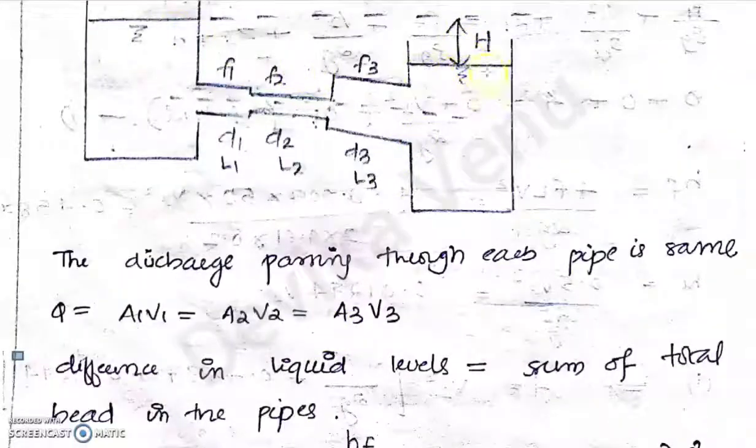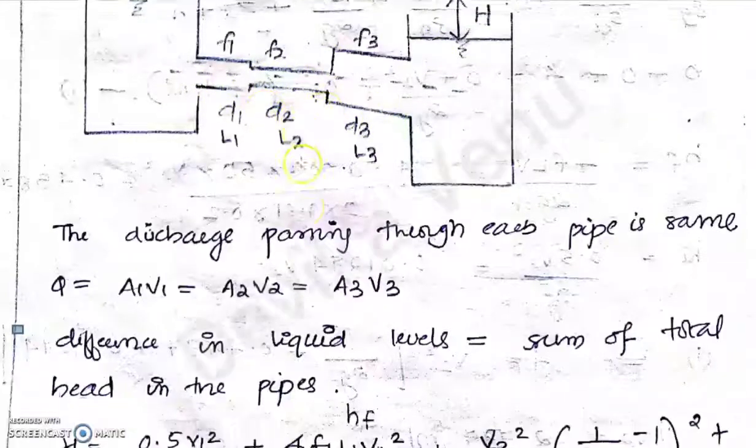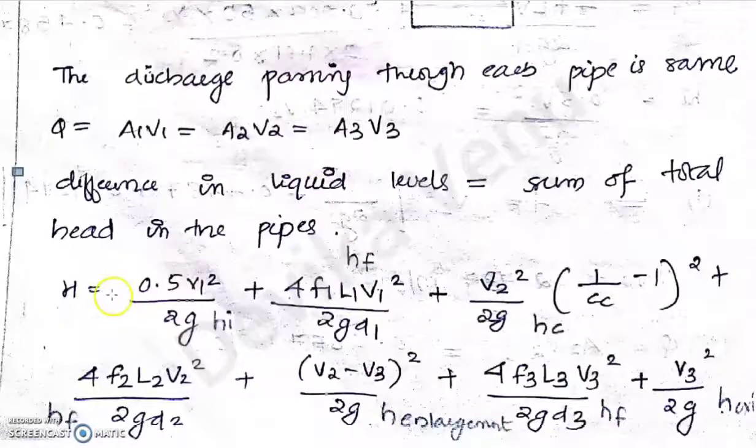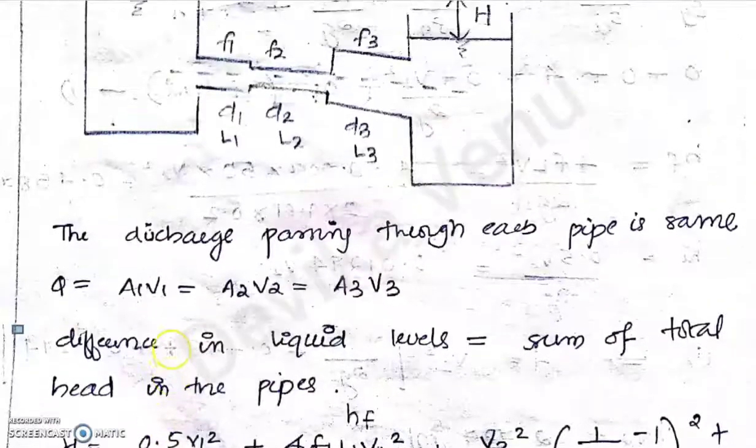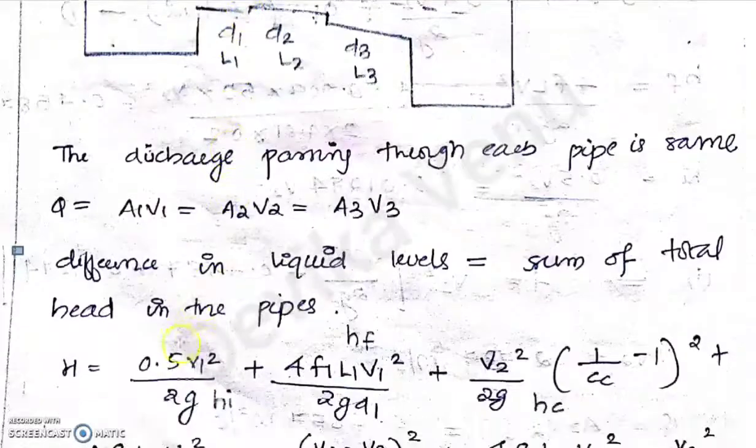So this is the water level, you can see, and this is the difference in head. So this H should be equal to the head loss that happened through the pipeline. So H is equal to, so what all head losses should we consider? The first thing is the head loss at the entrance, which I have written as 0.5 V1 square by 2g.